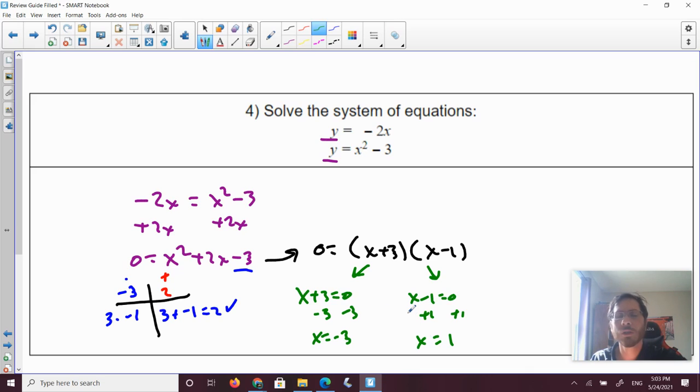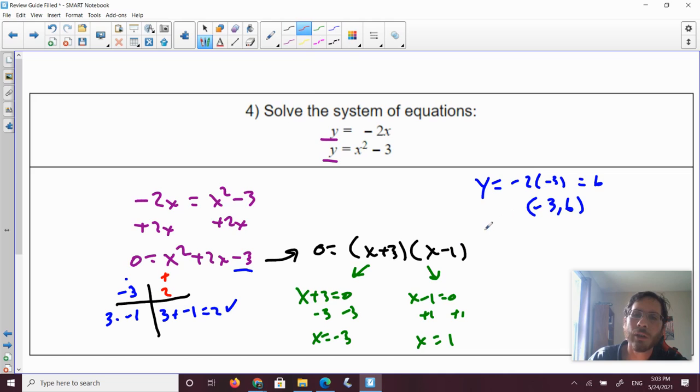But for a system of equations, remember we want to get both an x and a y. So I've got the x value. So to get the y value, I know that y equals negative 2x. Well, if x is negative 3, y is equal to 6. So one of my answers is negative 3, 6.